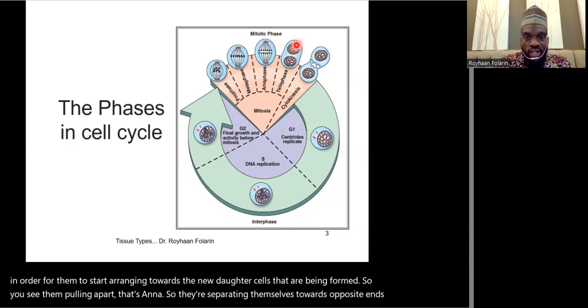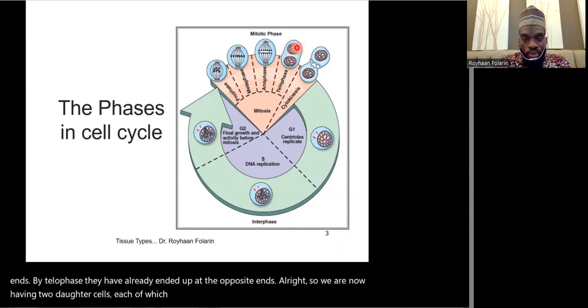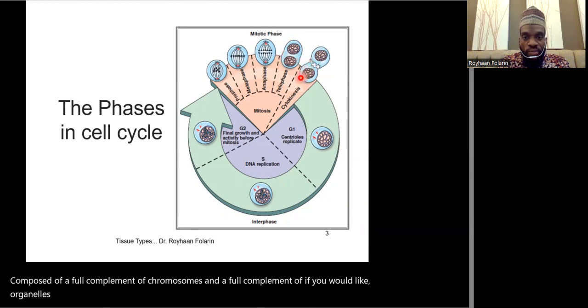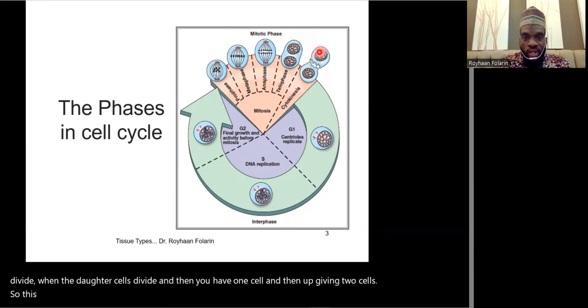By telophase, they have already ended up at the opposite ends, right? So we now have two daughter cells, each of which is composed of a full complement of chromosomes and a full complement of fluid-like organelles. And the stage that follows telophase is known as cytokinesis, when the daughter cells divide, and then you have one cell ending up giving two cells. So this is the mitotic phase, and this is how cells reproduce, summarily.